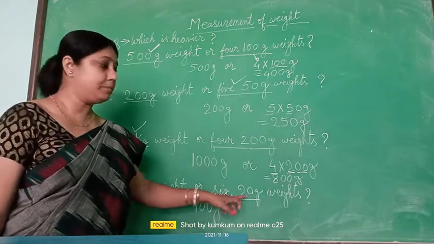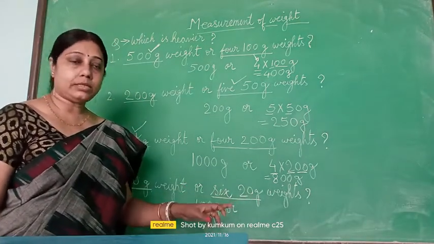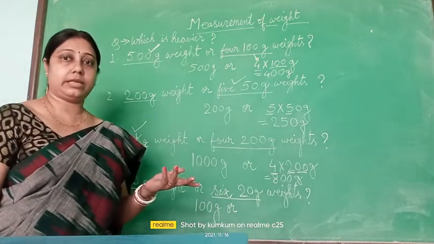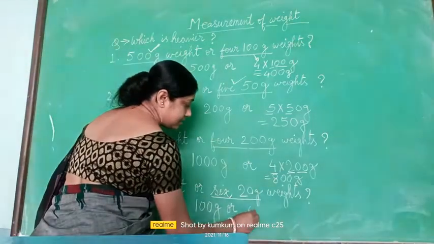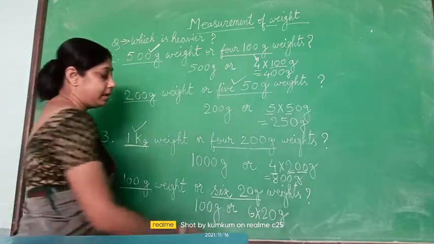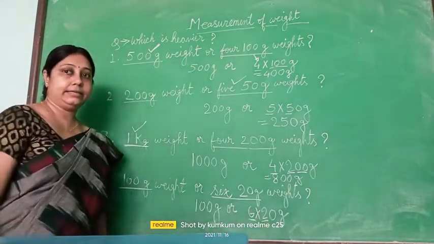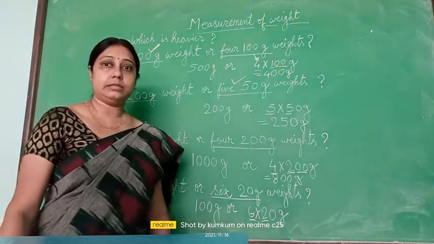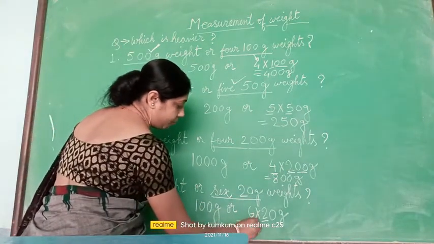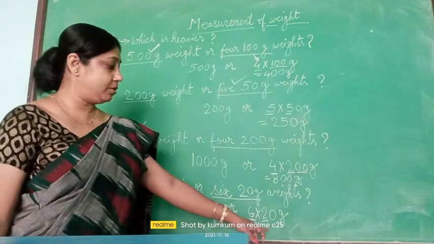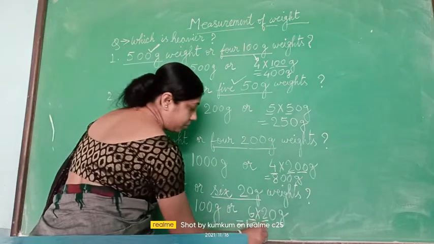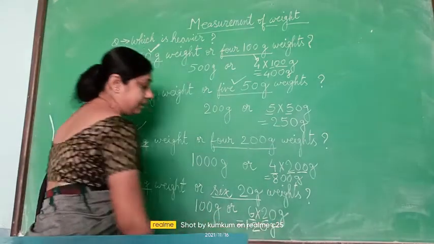That means 6 times 20, or 6 multiplied by 20, or 6 into 20, whatever you say. So I will write here 6 into 20 gram. Now what I told, you are going to multiply the digits. Now 6 twos are how much? 6 twos are 12, so I am writing here 12. And only 1 zero is left over, so I am adding 1 zero with it. So it is becoming 120 gram.